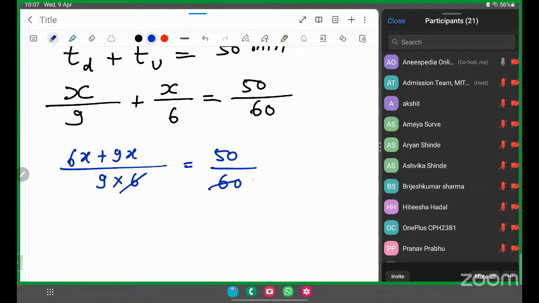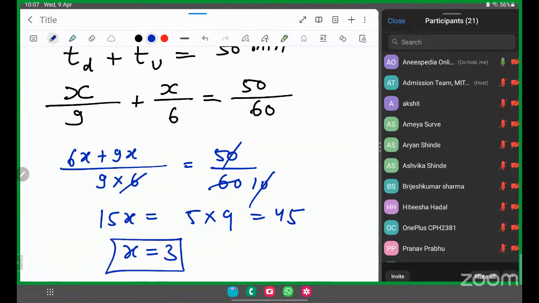6 factor will cancel out, 10 will cancel out. So we are left with 9 plus 6, 15x, I think will be 5 into 9. This will be 45 and hence x will be 3. So the distance of the place from the point of starting is 3 kilometers.